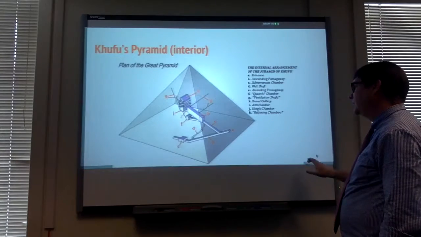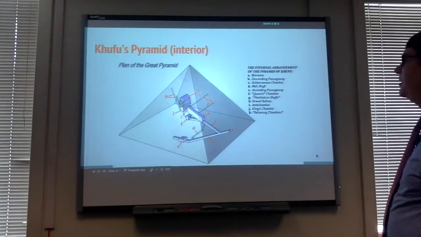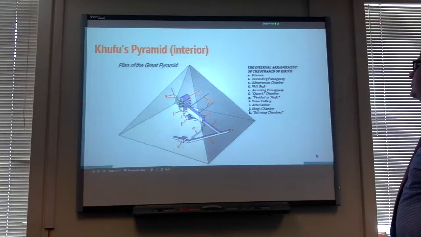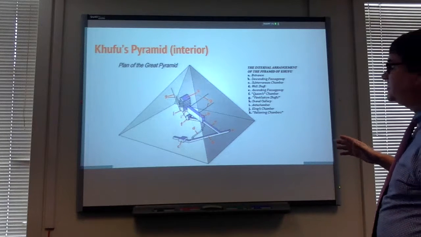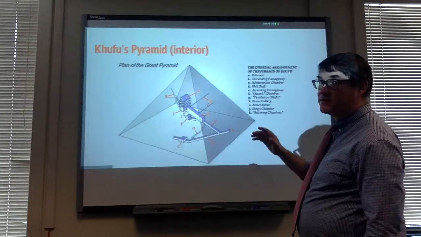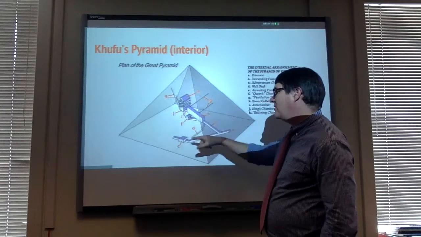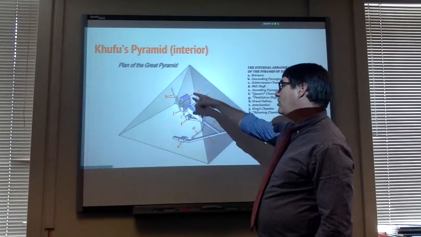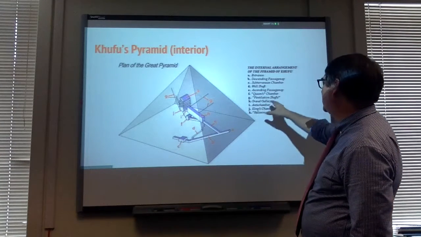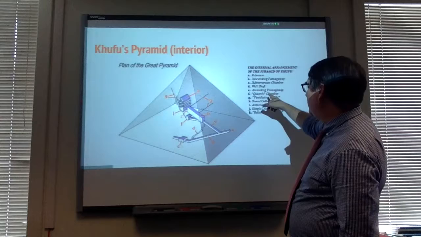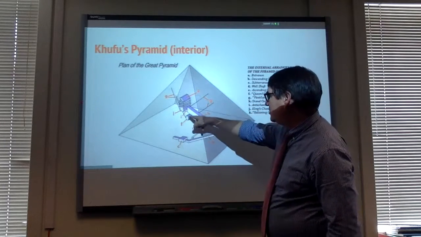Now, this is Khufu's pyramid. It's the internal arrangement of the Pyramid of Khufu. This is the inside. What we've discovered at this point is that there are different shafts or hallways that flow up and down inside the pyramid. The large room here you can see is the king's chamber. The queen's chamber is right there below.